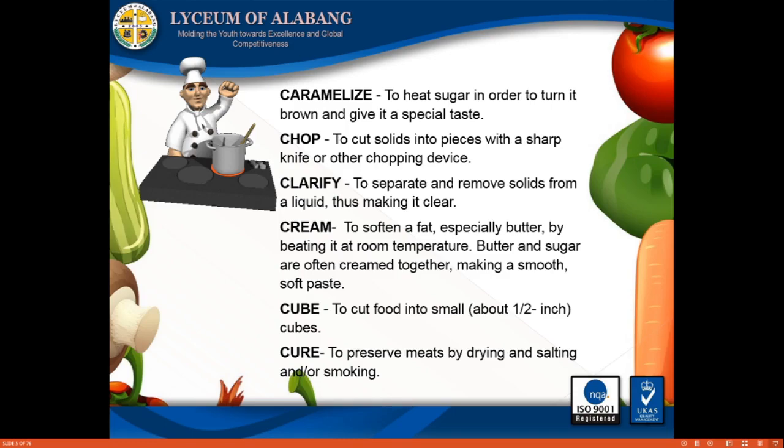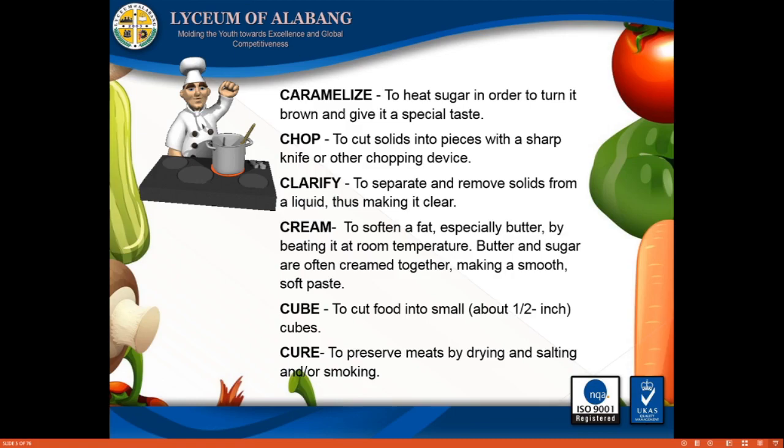So, ang ginagawa doon ng iba ay tinatanggal nila. Ayun yung clarification. So, para matanggal yung mga impurities na tinatawag natin. Cream or creaming. To soften a fat, especially butter, by beating it at room temperature. So, ang ginagawa, the butter and sugar are often creamed together until maging smooth at maging soft paste. So, usually ginagawa yung process na to when it comes to baking.